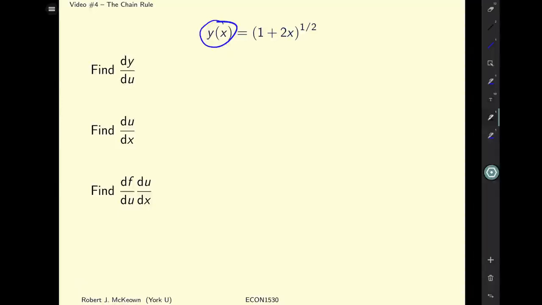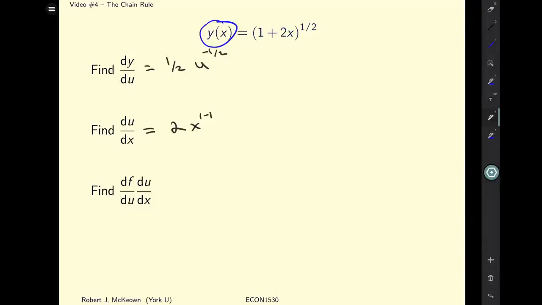What's the derivative of y with respect to u? Well, if this interior thing is u, we're going to have 1/2 u to the negative 1/2. That's kind of like we had in the earlier example we worked through. What is du with respect to dx? Well, we've only got the 1x inside the bracket, so that's just going to be 2, right? Because we've got x to the 1 minus 1, x to the 0 is equal to 1.